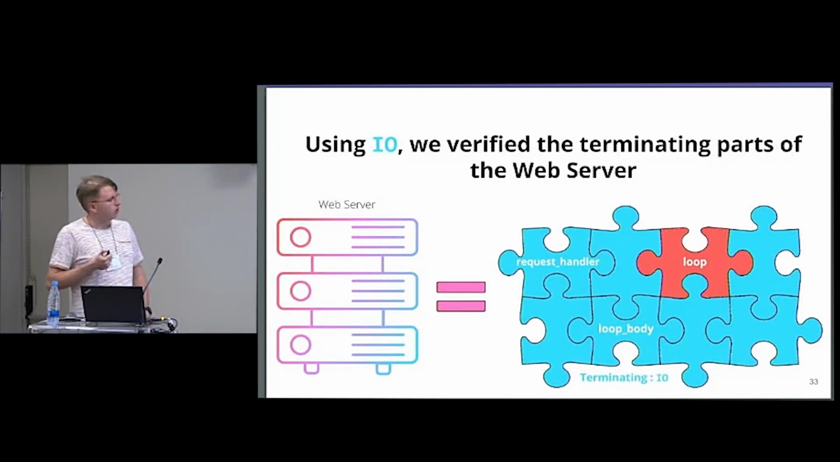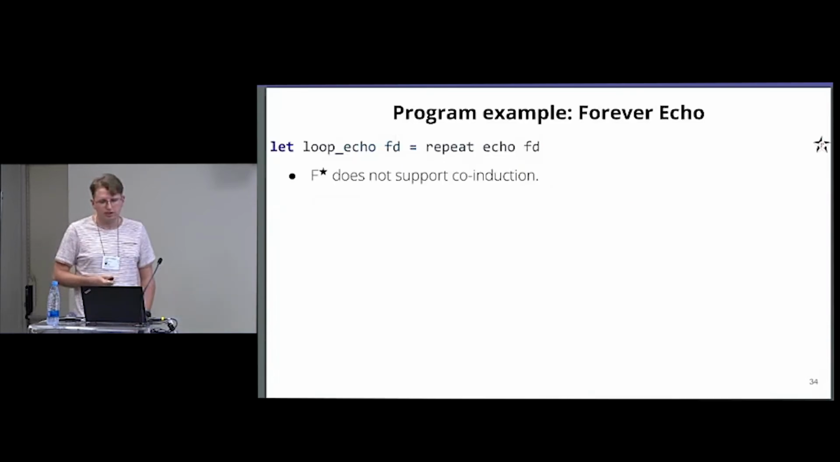So we used this IO effect to verify most of our web server. Most of our web server has terminating parts, and we actually verified even the loop body because it's a terminating loop body. The only thing left out is the loop. So let's look at how to verify the loop. Here is, again, a simple view of how the loop will look: a repeat of the loop body and some argument.